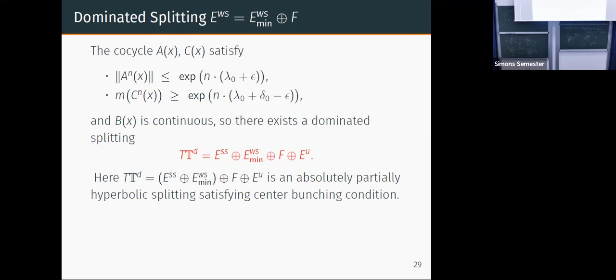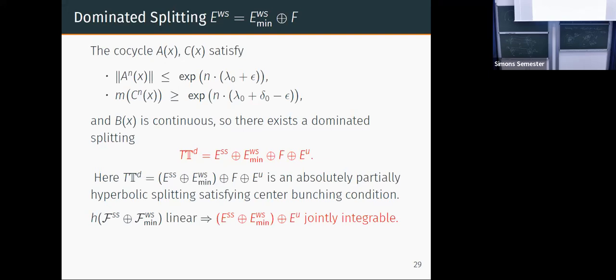Here you can also show that all exponents here are the minimal exponents lambda, and in F it's uniformly larger than that plus some delta. It's also an absolutely partially hyperbolic splitting and also satisfies the center bunching condition. And then this is jointly integrable: you put these two together as the new strong stable foliation, and it is jointly integrable with your unstable foliation, because this is linear. And HFU is linear, two linear foliations are jointly integrable.